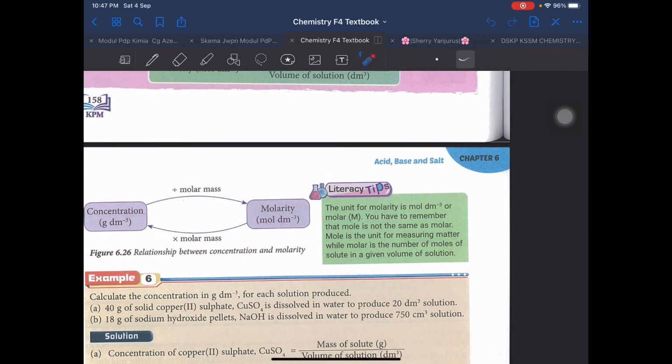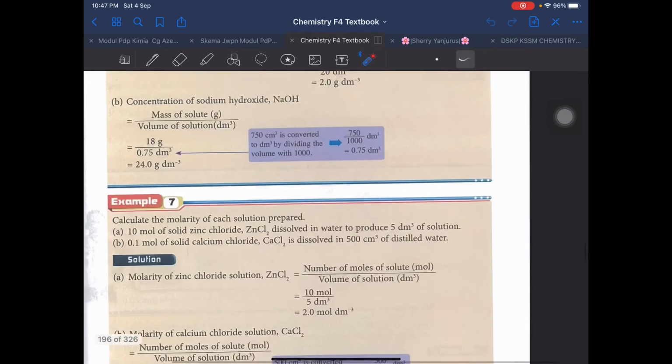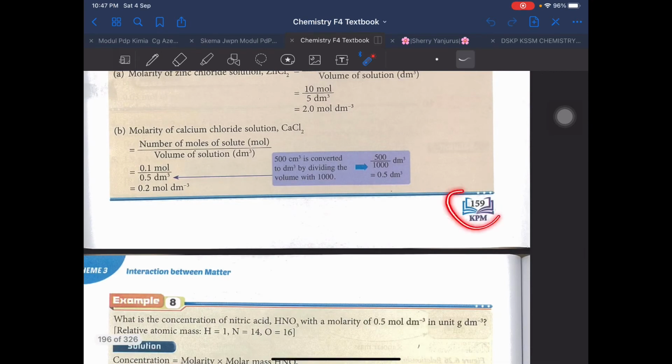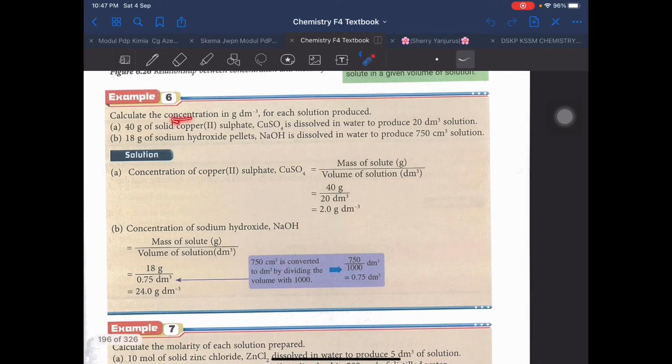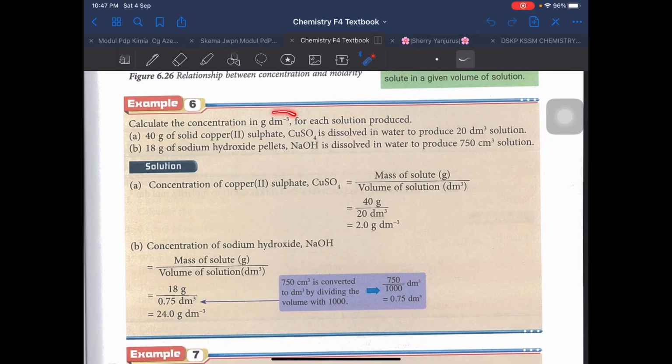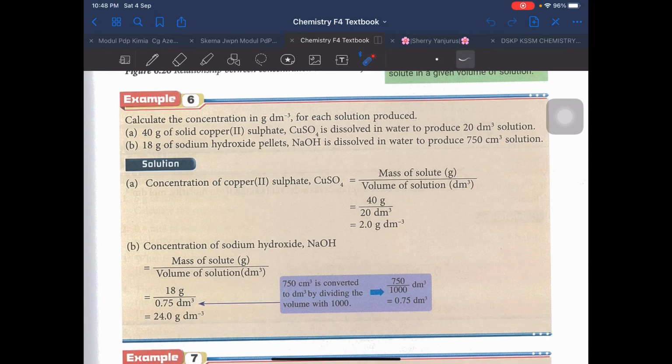Okay, let us go to the example shown in buku teks here. Example 6. This one is on page 159. Calculate the concentration in gram per cubic decimeter for each solution produced. Okay, so look at the requirement here. You need to calculate the concentration in gram per cubic decimeter. So what is the information given?